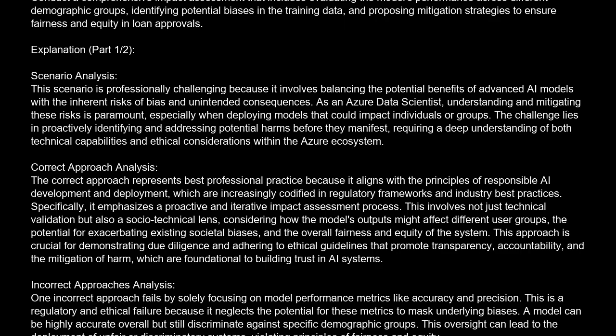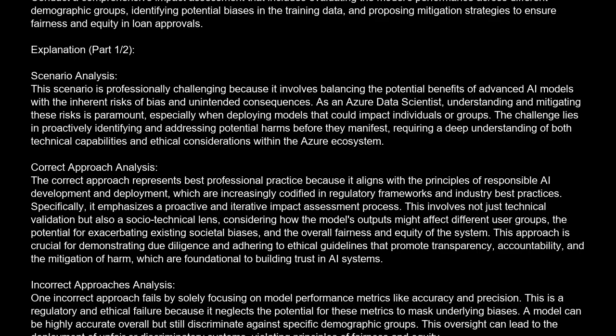This approach is crucial for demonstrating due diligence and adhering to ethical guidelines that promote transparency, accountability, and the mitigation of harm, which are foundational to building trust in AI systems. Incorrect approach analysis. One incorrect approach fails by solely focusing on model performance metrics like accuracy and precision. This is a regulatory and ethical failure because it neglects the potential for these metrics to mask underlying biases.